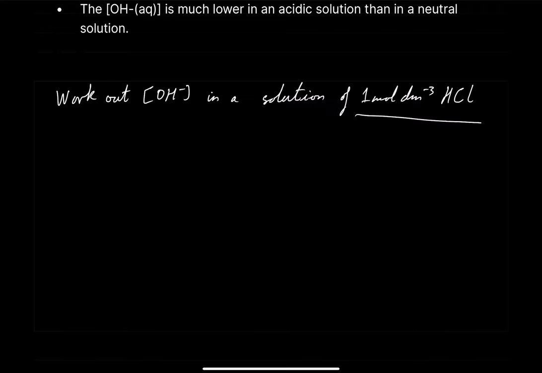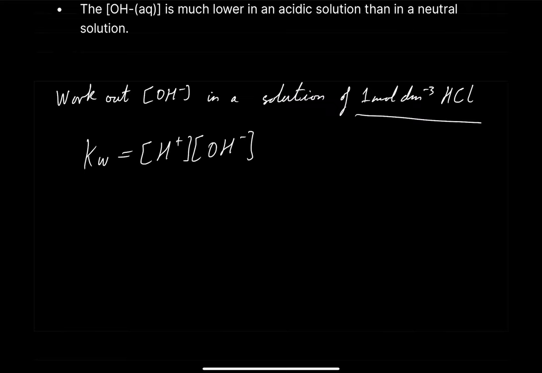So they want you to work out the OH minus concentration in a solution of 1 mole per dm cubed of HCl. Now, the reason why this Kw is important is to work out this, right? If we want to work out the OH minus concentration, the first thing that comes to mind is Kw. We know that Kw is equal to H plus multiplied by OH minus.